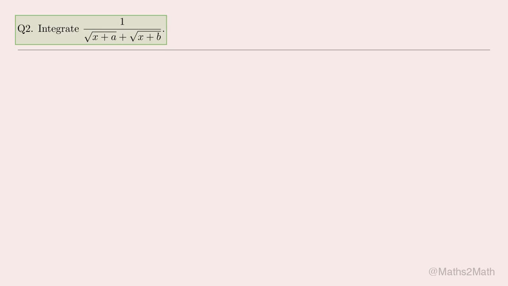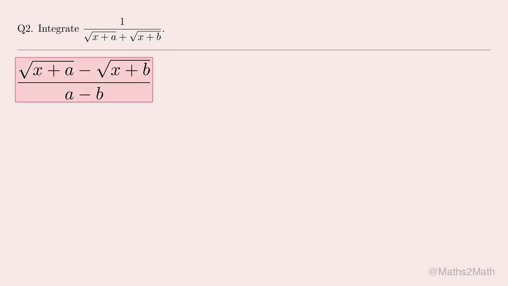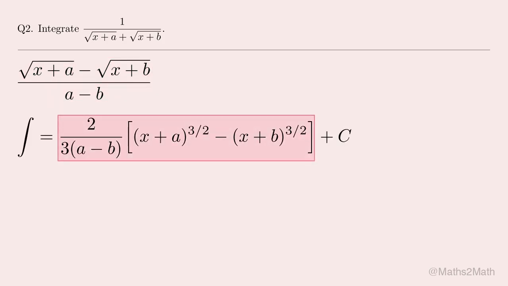Question 2. Rationalize the sum of roots. The difference of the arguments appears below. Multiply by the conjugate. The denominator becomes a minus b. Integrate each root with the power rule.